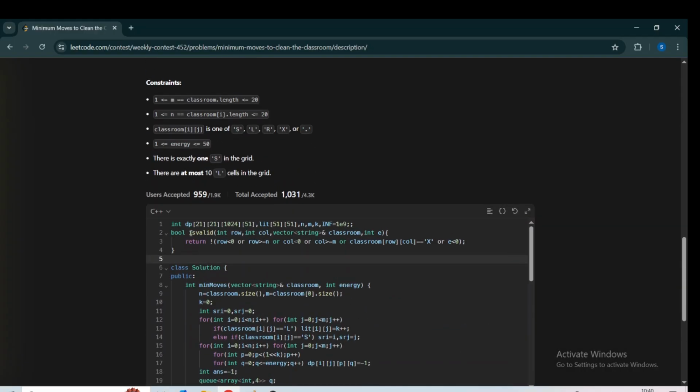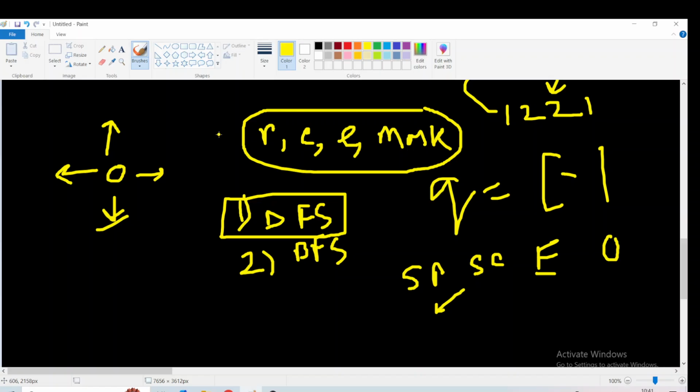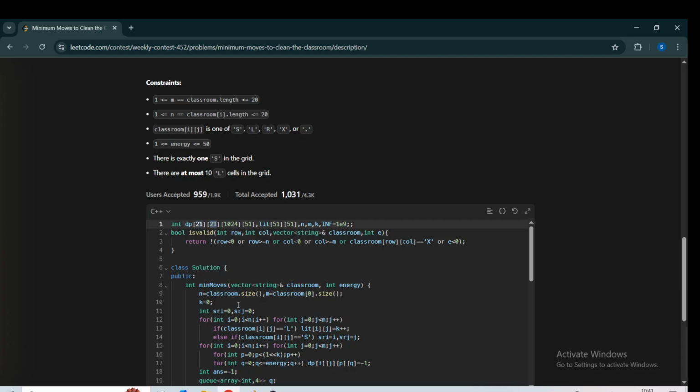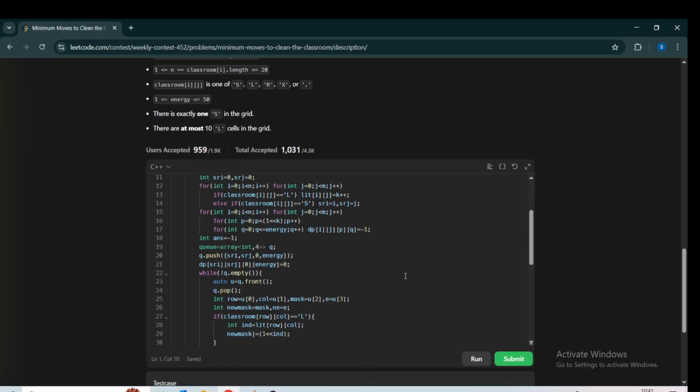Okay, so here I have initialized my DP array. DP array means this is kind of a visited array or distance array. The initial distance of the source will be 0, and whenever we go from a cell to any of its neighbors, the distance will increment by 1. So the initial distance is marked as 0.